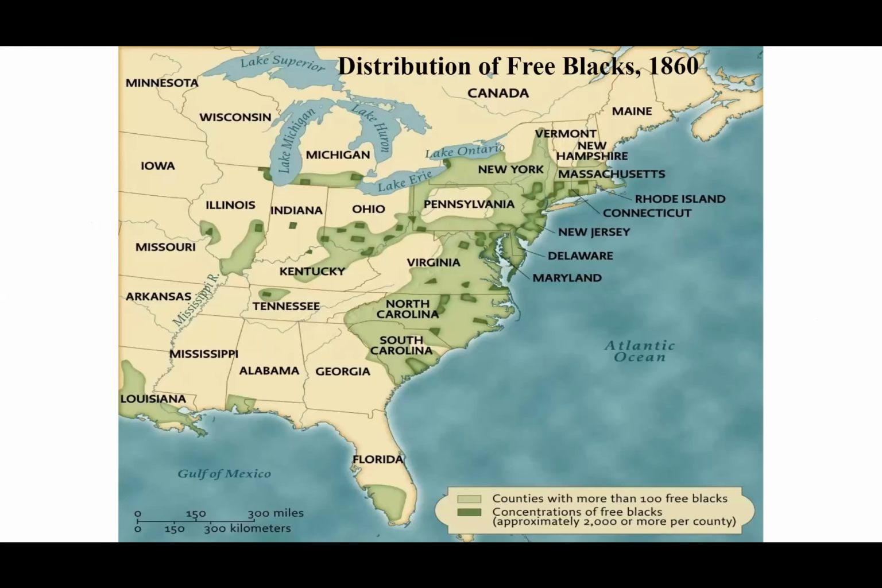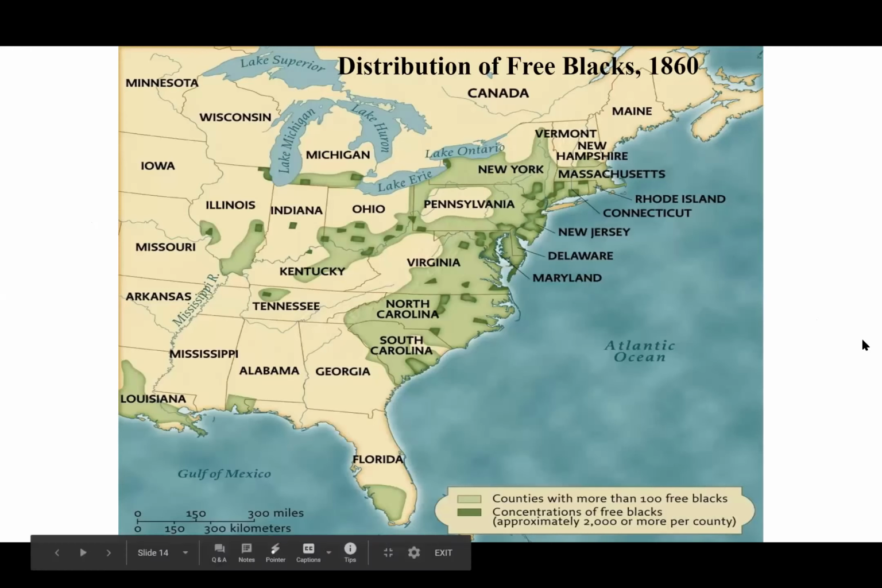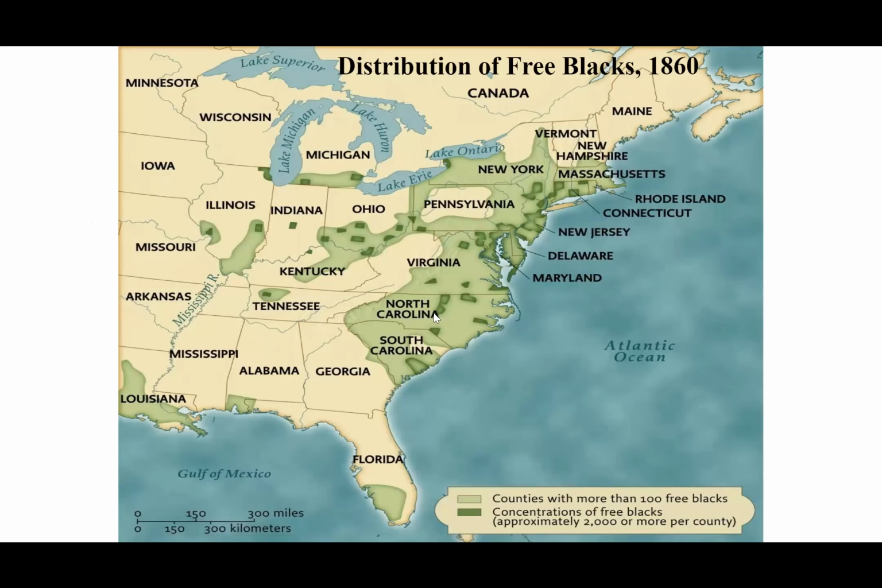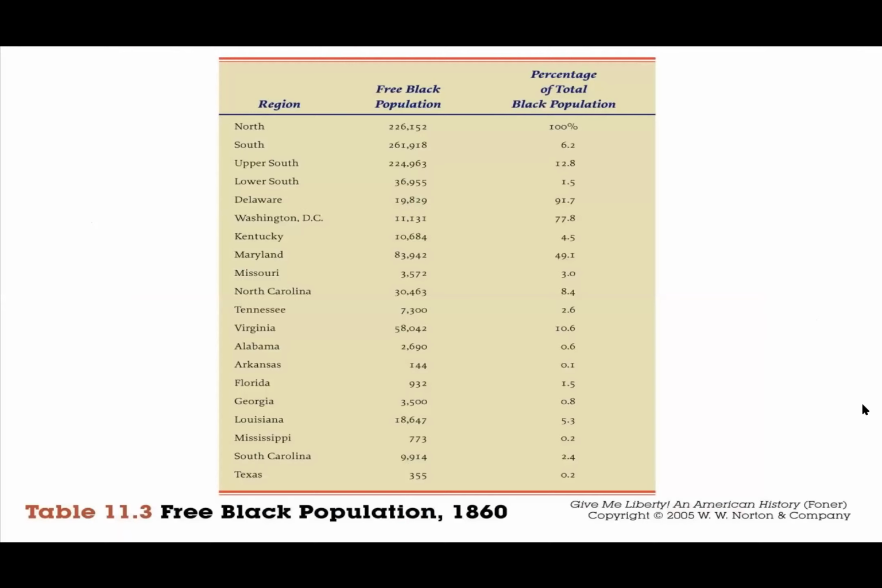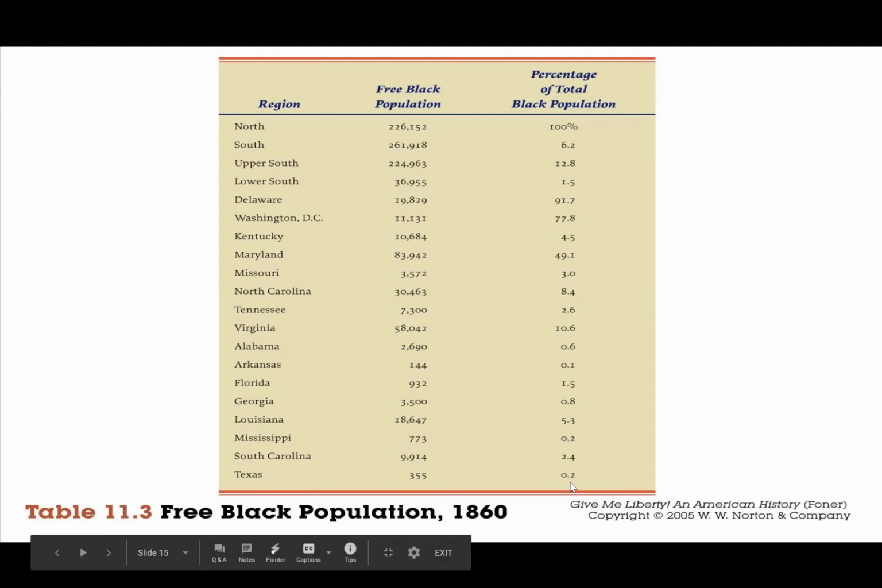If we look at the distribution of free blacks, most free blacks are going to live in the North where they have more freedoms. There's a large majority of free blacks in Virginia and North Carolina and South Carolina as well, but most of them, again, are going to be in the upper South or in the North. If we look at the free black population by region, every black in the North was free, so 100% of the black population was free. If you look by state, you can see the more south that you get, the smaller that becomes. So for example, in Alabama, only 0.6% of the black population was free. It was only 0.2% in Texas.